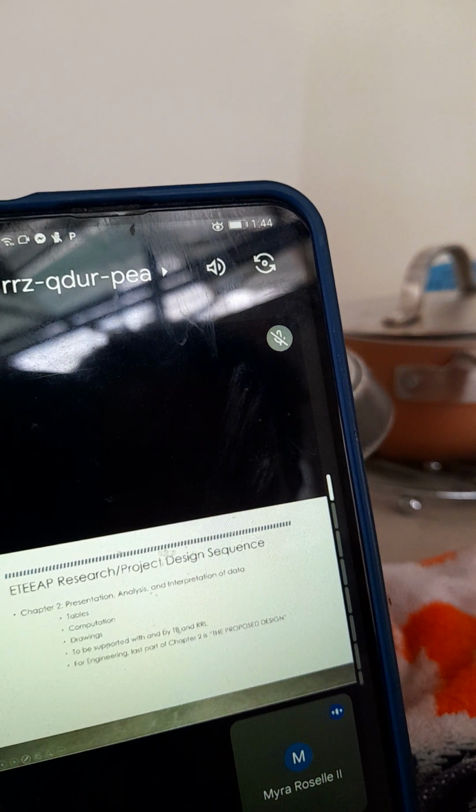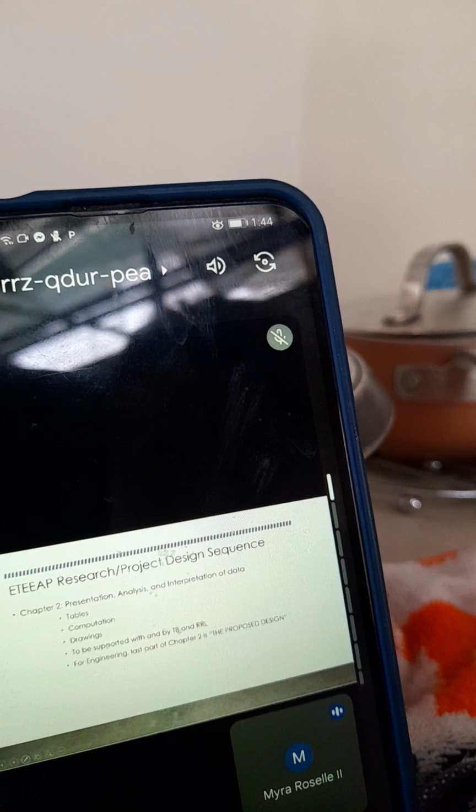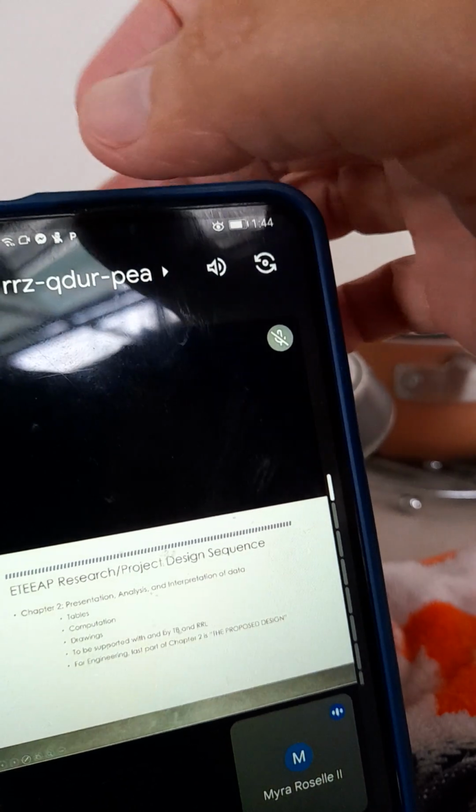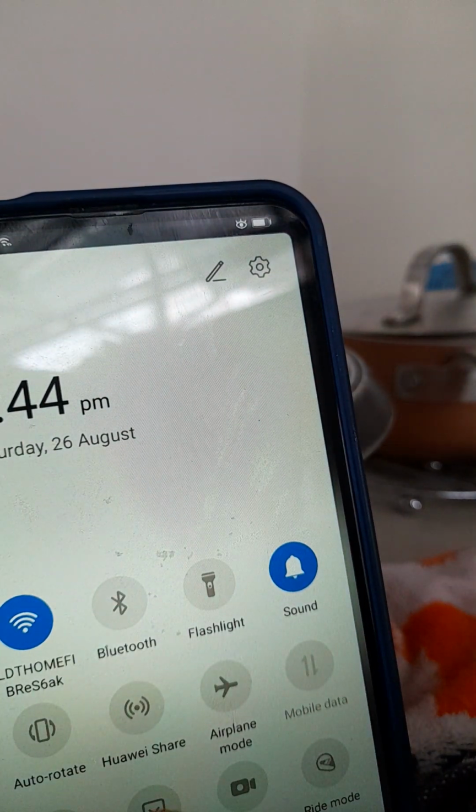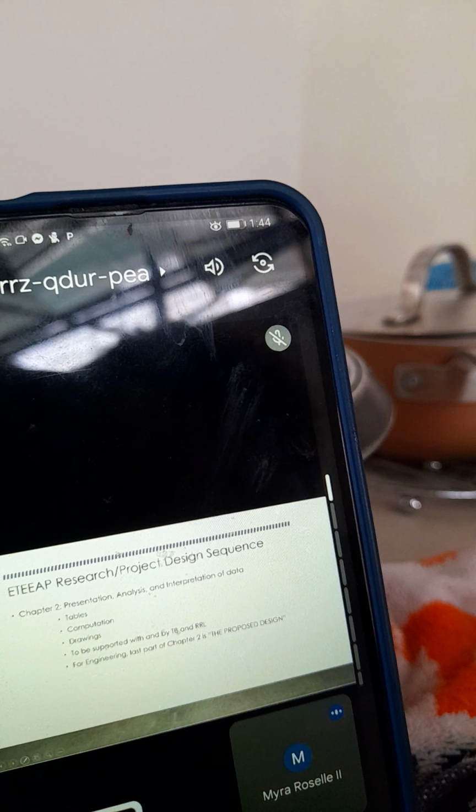Next, let's go to chapter 2. Chapter 2 is presentation, analysis, and interpretation of data. Here, this is already the heart of your paper. You have to put here all the tables, statistical results. You have to put here the computations. All engineering students, you are going to make computations. Put your computations in chapter 2.